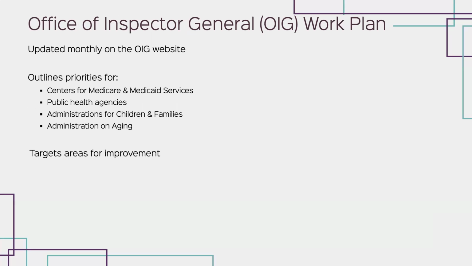Another report that's published by the OIG is the work plan. That work plan is updated on a monthly basis, and it's found on the OIG website. Basically, it outlines the priorities of the OIG for the fiscal year ahead. So it's going to tell you what the OIG is looking at to help combat fraud, waste, and abuse, and just to help you understand what's on the radar to make sure that you are following all of the guidelines for the upcoming year.